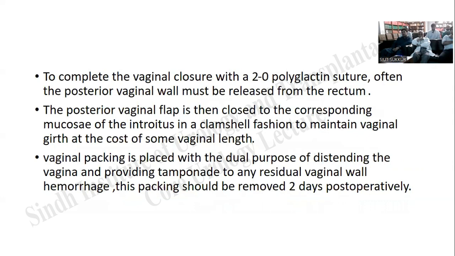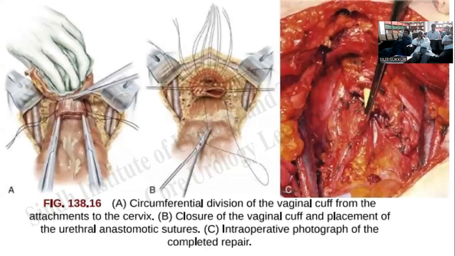To complete the vaginal closure with 2-0 Vicryl sutures, often the posterior vaginal wall must be released from the rectum. The posterior vaginal flap is then closed to the corresponding mucosa of the introitus in a clamshell fashion to maintain vaginal girth at the cost of some vaginal length. The vaginal packing is placed for the dual purpose of distending the vagina and providing tamponade to any residual vaginal hemorrhage. This packing should be removed 2 days postoperatively.